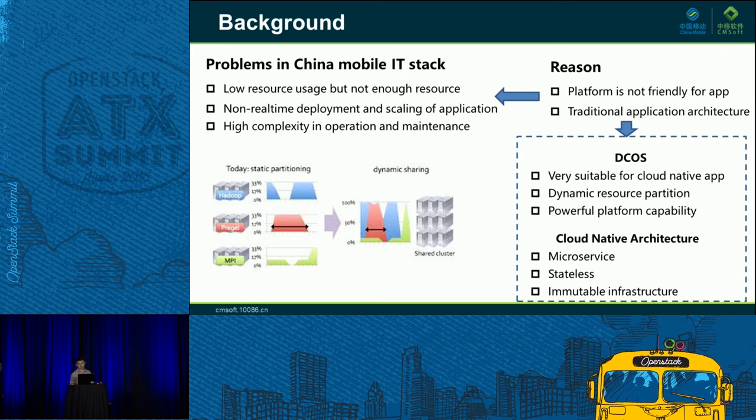So we plan to solve these problems from two sides. One side, moving our application to cloud native architecture to make application more accommodating to the cloud. Cloud native architecture is compliant with these principles: microservice architecture, stateless, immutable infrastructure, and so on. The other side, we will build DCOS platform, which provides powerful abilities for application with cloud native architecture. It provides abilities like scaling, fault tolerance. It also provides dynamic resource scheduling in a fine-grained manner.